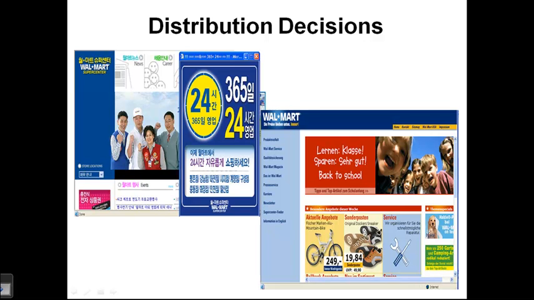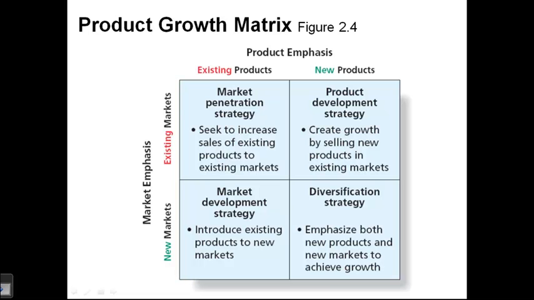Distribution decisions determine how, when, and where the product is available to targeted customers. This figure displays a product growth matrix which characterizes different growth strategies according to type of market and type of product. Market penetration strategies seek to increase sales of existing products to existing markets, such as current users, non-users, and users of competing brands within a market.